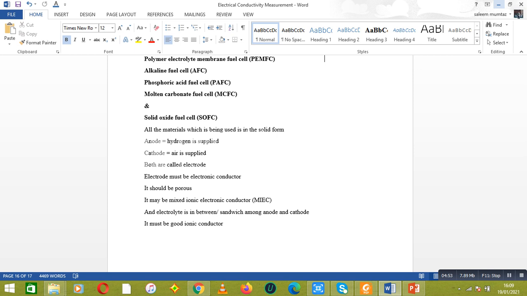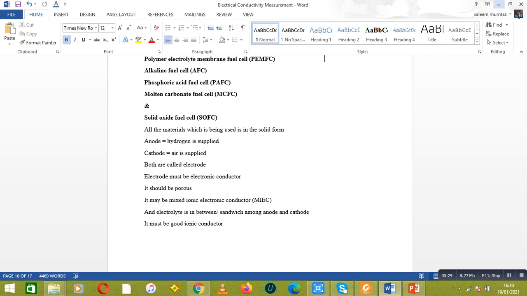Now, in new research papers, a new term is usually used: that anode and cathode may be mixed ionic and electronic conductors. Meaning they also have some ionic conductivity but higher electronic conductivity. So they are called mixed ionic electronic conductors, MIEC. When you read your research papers, you must be familiar with these words.